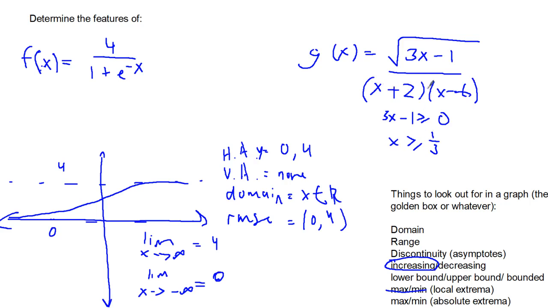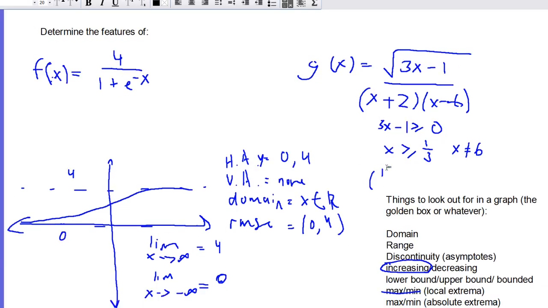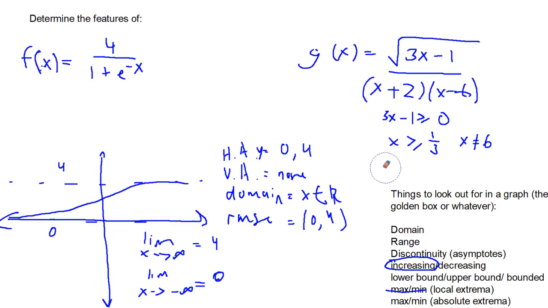But we have x plus 2 right here. x can't be equal to -2 as well. But -2 is smaller than 1/3, so we don't really care, right? But then there's x minus 6. This x minus 6 is equal to 0 when x is 6. So we actually do care that x is not equal to 6. So our interval notation will actually be, the domain is square bracket 1/3 to 6, union 6 to infinity, and that's our domain, right?